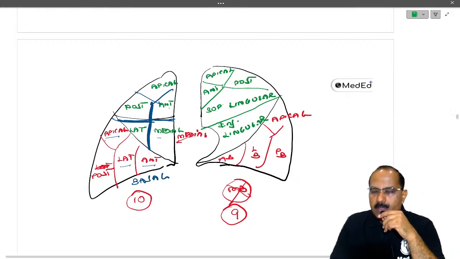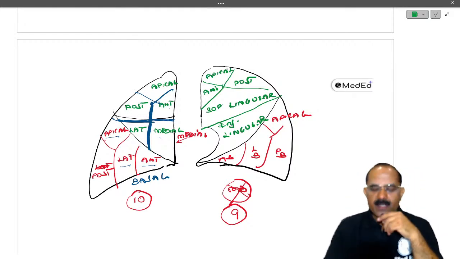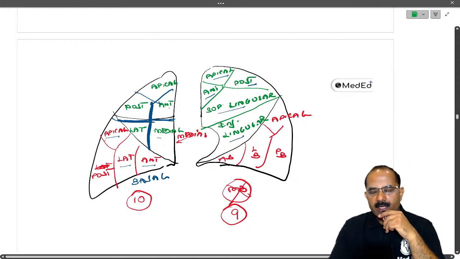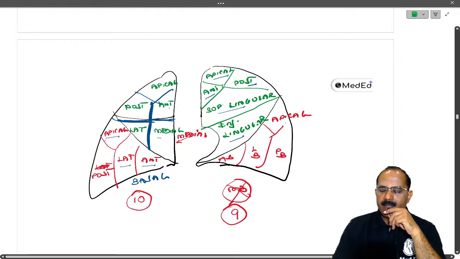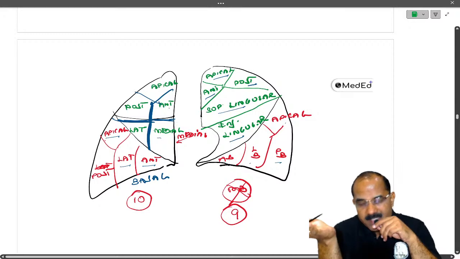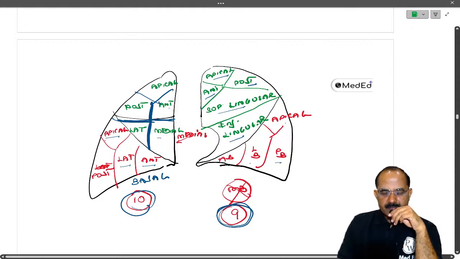So how many bronchopulmonary segments for the right lung? 10. For the left lung, apical, anterior, posterior, superior lingular, inferior lingular. Lower lobe, apical, anterior basal, lateral basal, posterior basal, and no medial basal. Medial basal segment is absent in the left lung. So left lung के bronchopulmonary segments are how many? 9. And right lung, it's 10.